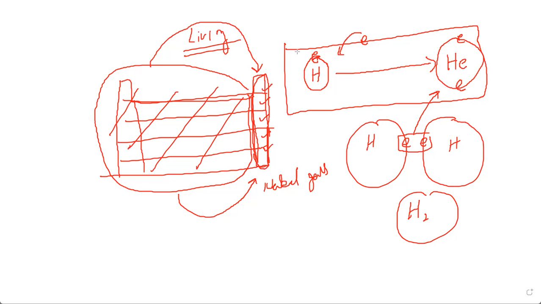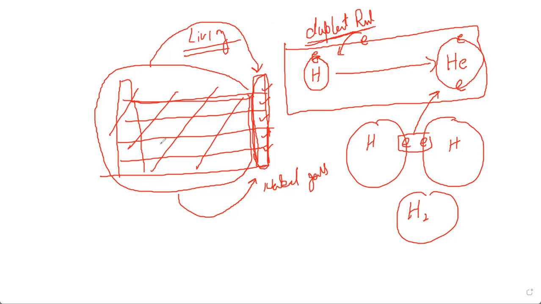In this case, if an element or atom is going to complete its outermost shell with 2 electrons, this is called the duplet rule. What do we call this? Duplet rule. Okay.